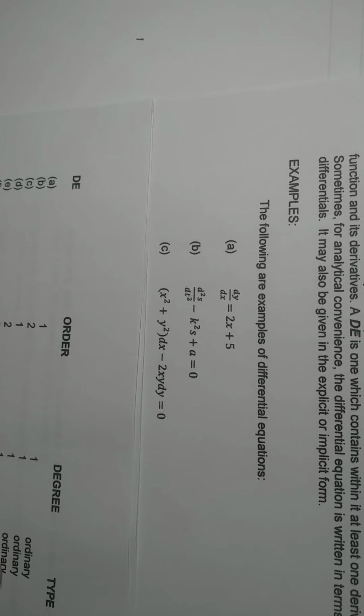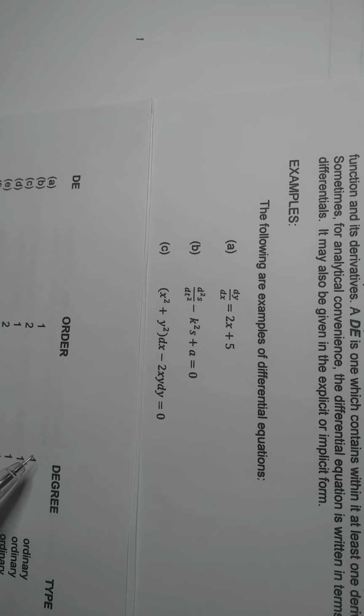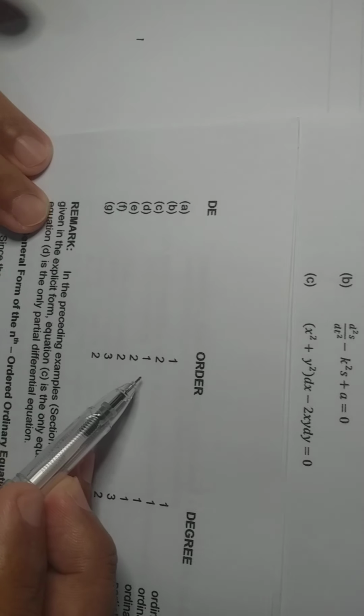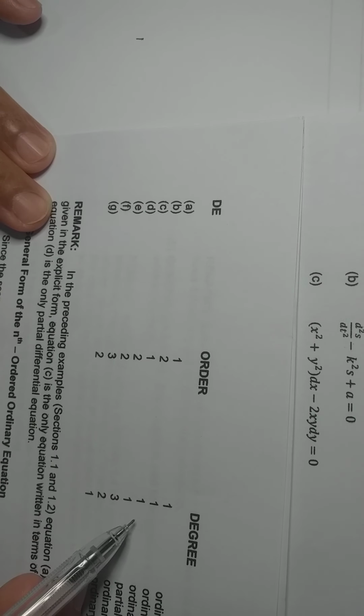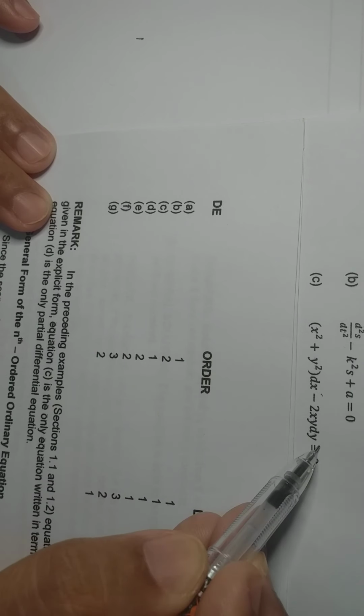Letter C, the quantity x squared plus y squared dx minus 2xy dy is equal to 0. The order is 1. And the degree is also 1, since we have a first derivative.